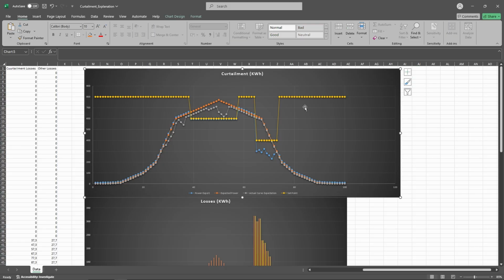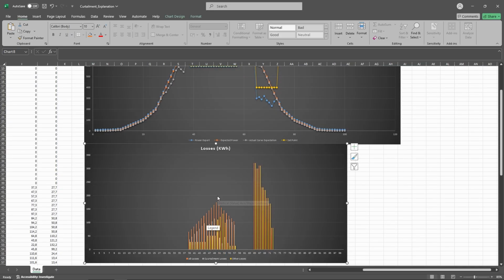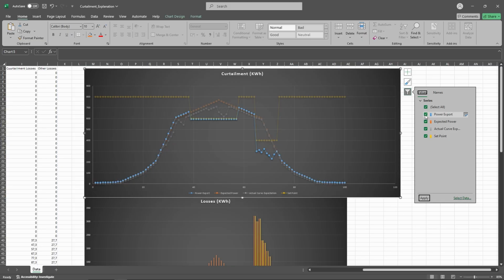So let's begin. These are the 2 diagrams. This is the curtailment diagram, which shows the production and the projections, and this is the losses diagram, which we will see later. The curtailment diagram shows our power export, our exported power, our actual curve expectation, which is something like the expected power but has taken into account multiple factors like weather or system failures, etc. So this is what we are going to use. This is more reliable. And the set point.